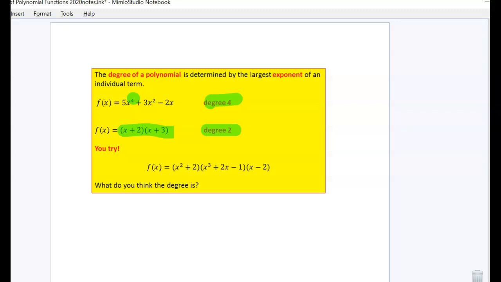Well, again, you wouldn't want to multiply this all out, but if you were to think quickly, if you multiplied x squared by x cubed, you get x to the 5th, and you multiply it by another x, you're going to add the exponent to get x to the 6th. So this would be a degree 6.